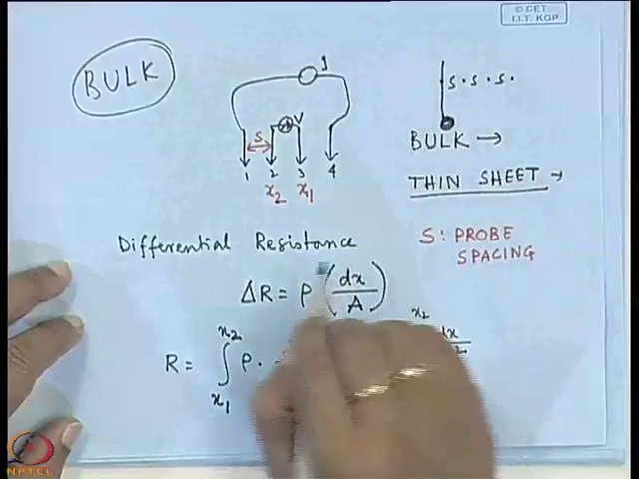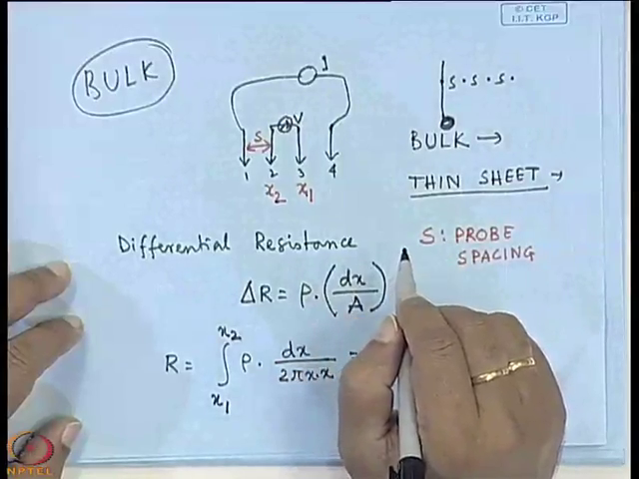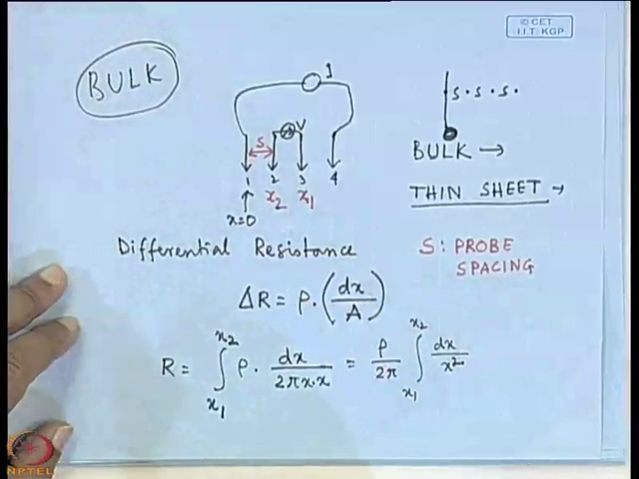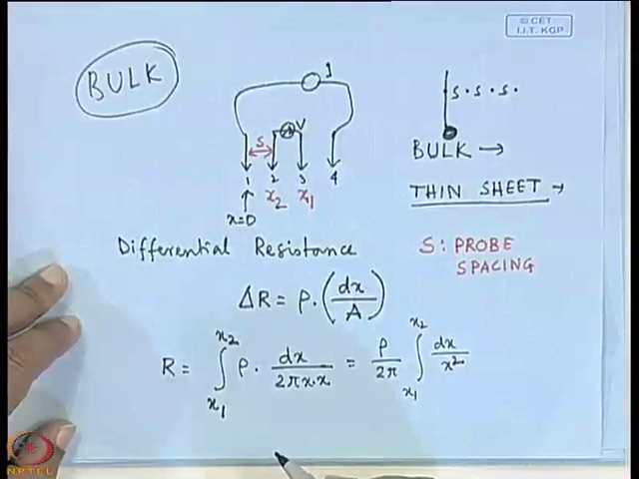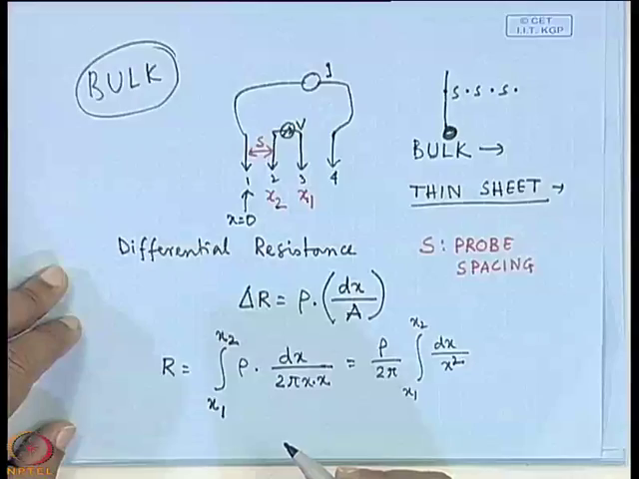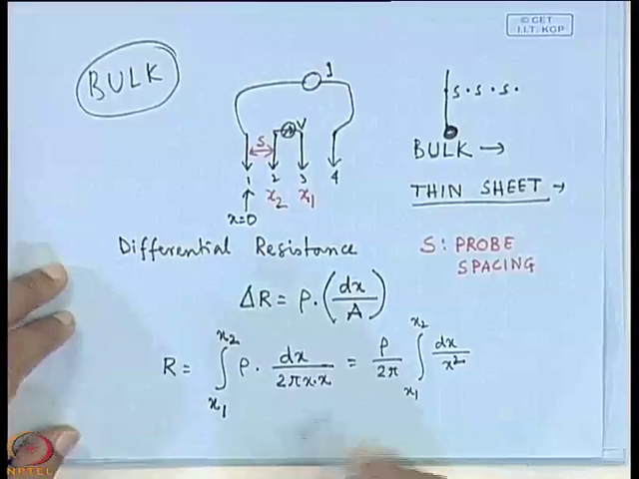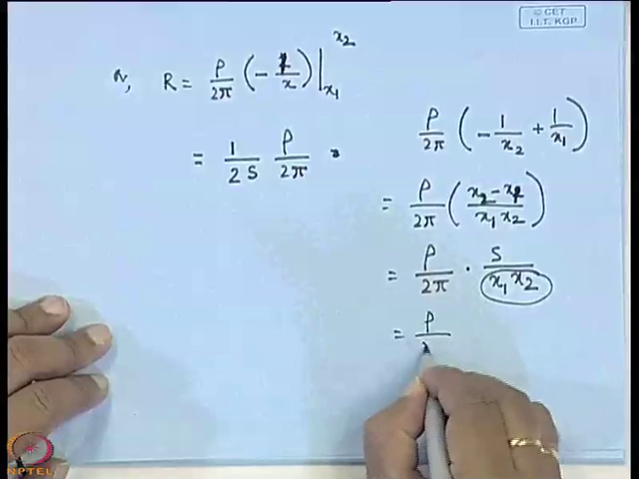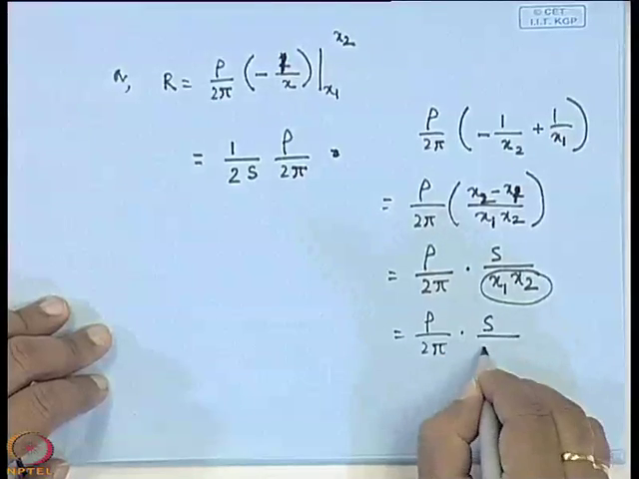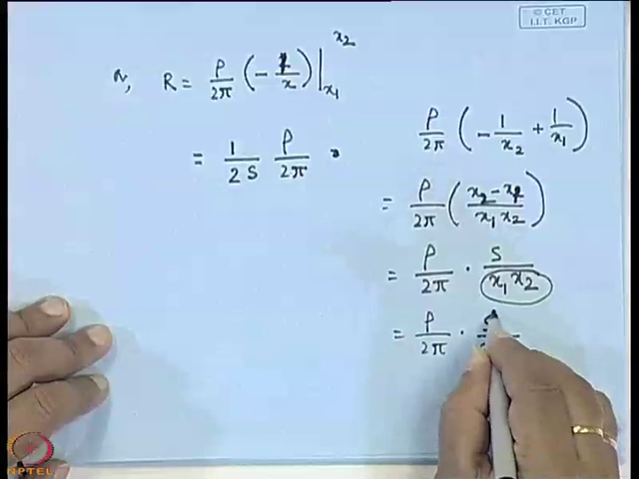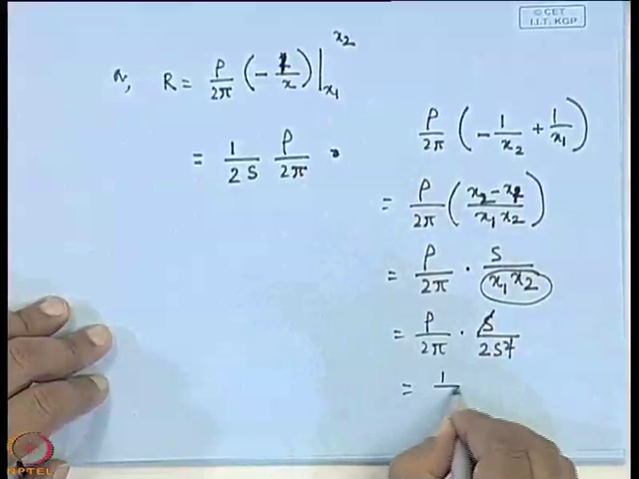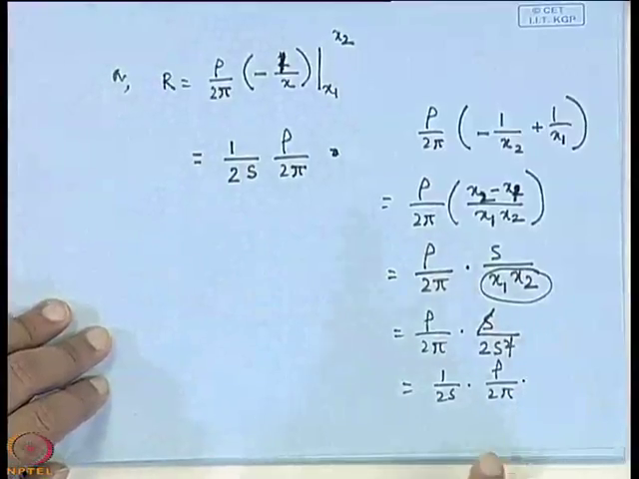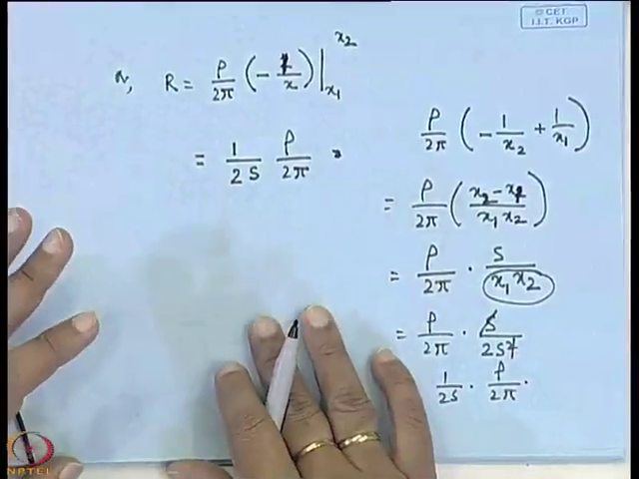Yes, then it is a square. Suppose I consider this as x equals 0, then that is equal to rho by twice pi s by 2 s square. So that means it equals 1 by twice s into rho by twice pi. Some approximation is there obviously, right?